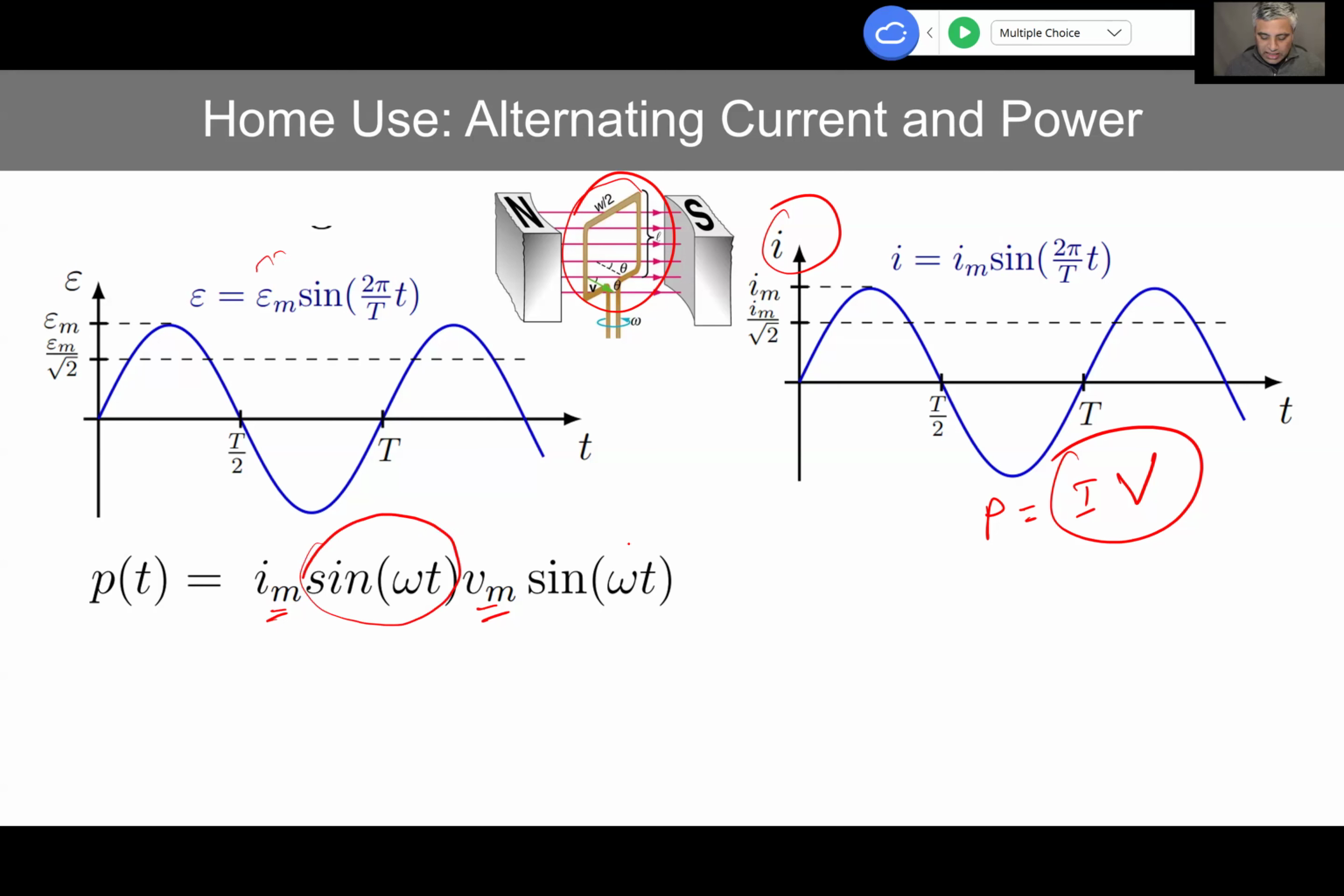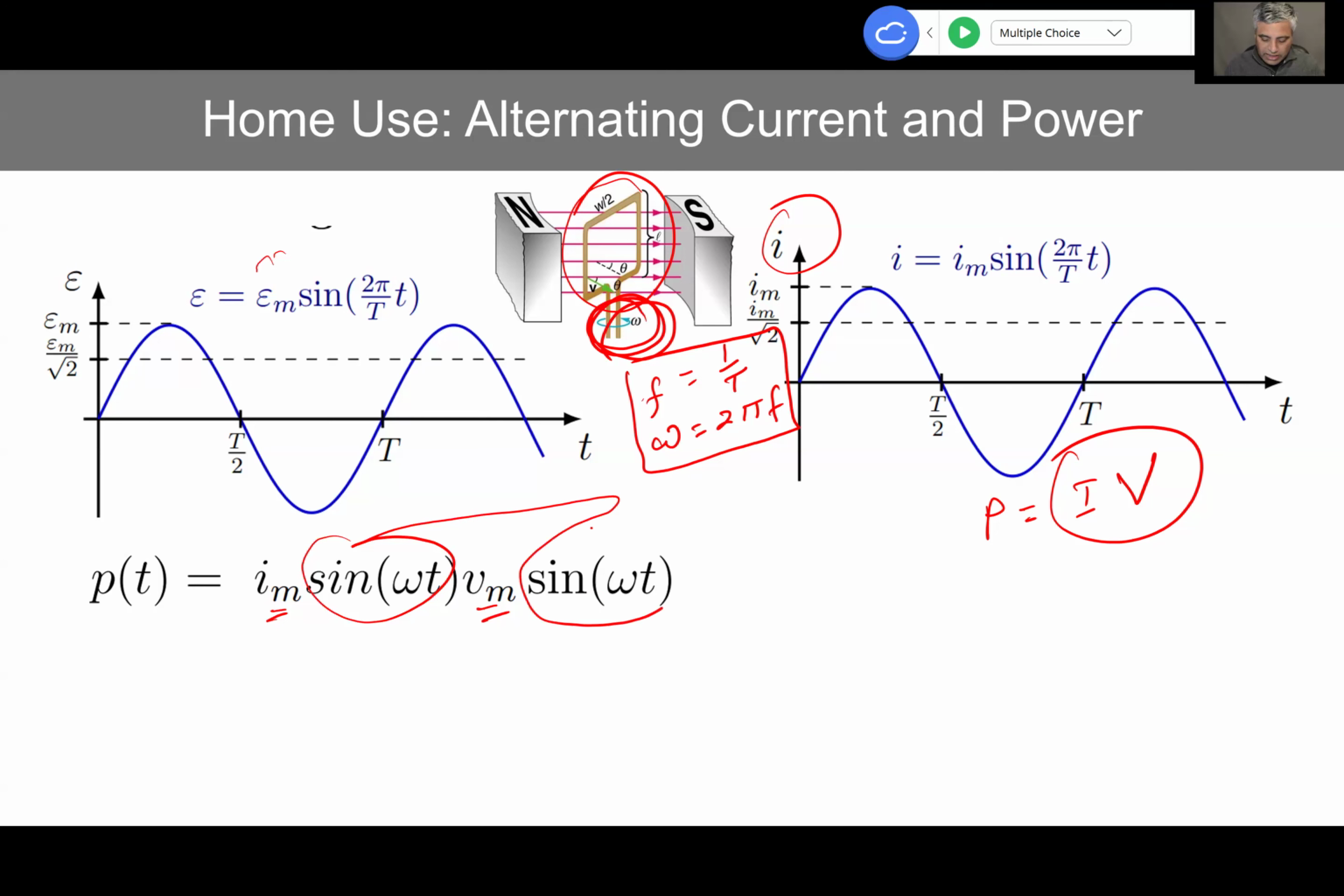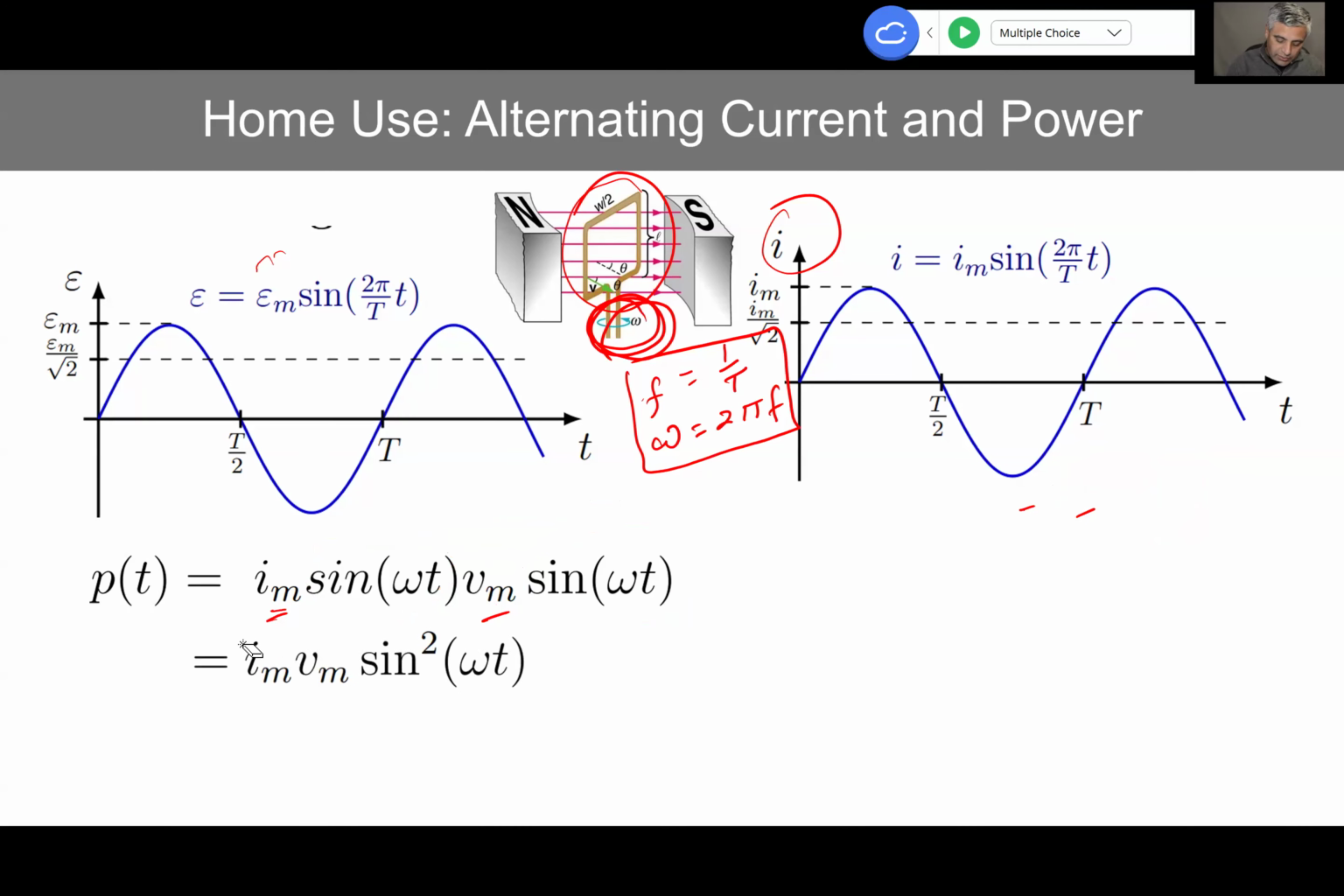But this here is the sine and there is the sine. This omega is the angular frequency, the rotational rate of this coil. Remember, omega is 2 pi f, and frequency is 1 over period. So the sine omega t becomes sine square omega t, and we are left with this.